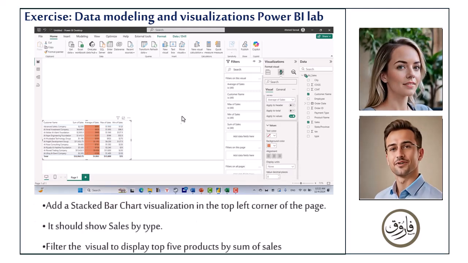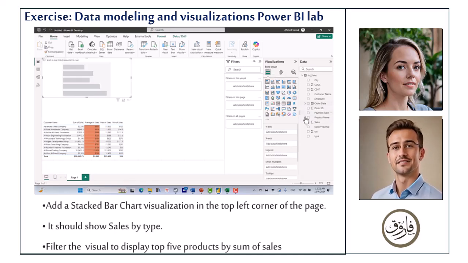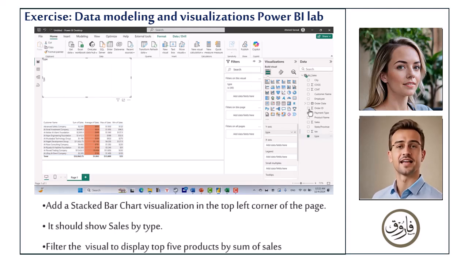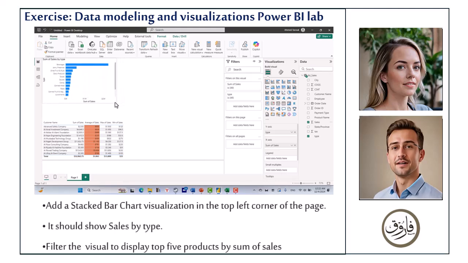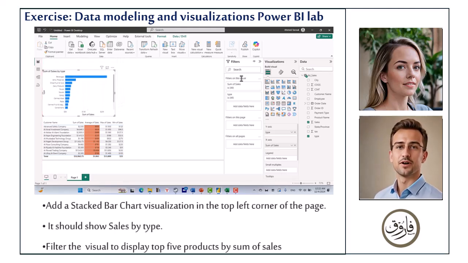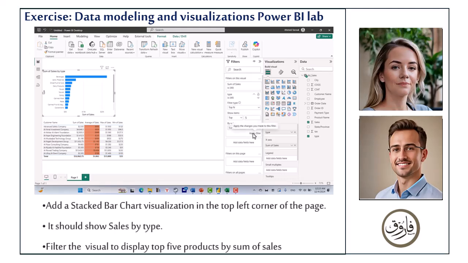Amazing! The second requested visual is a stacked bar chart that displays the top 5 total sales for each product type. Click in a blank area, select the stacked bar chart, then add the type and sales fields to the chart. To filter, use Filter on this visual, select Top N, define the N as 5, and set the sum of sales as the value for the top N.